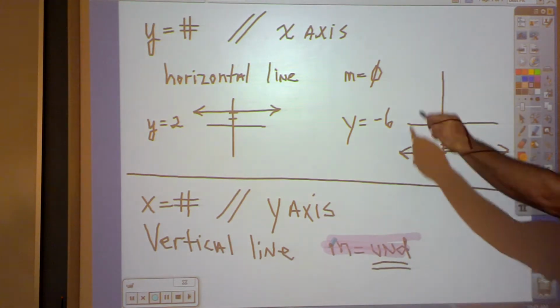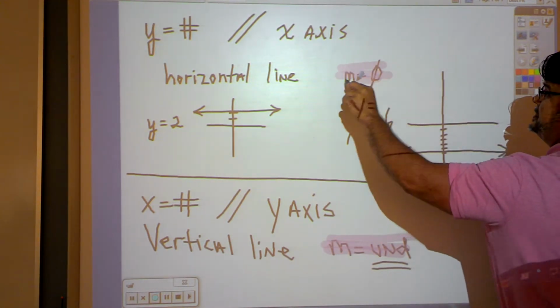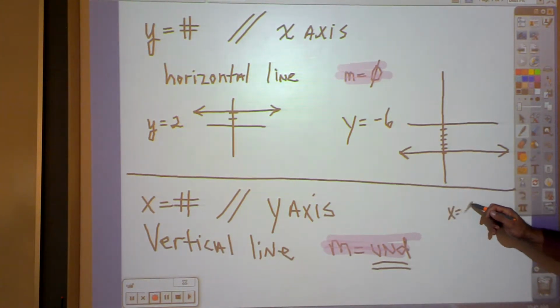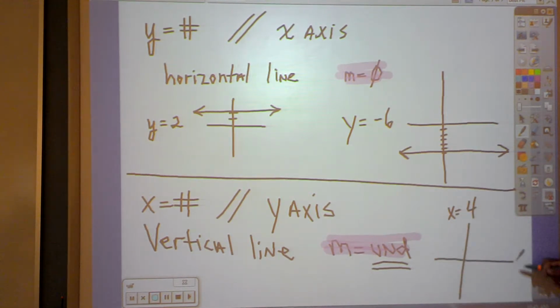You need to remember that. Vertical line, slope is undefined. There you go. Good. Now let's do an example. X is equal to 4. 1, 2, 3, 4. That's it. It's not rocket science. So whatever axis is parallel, it's just the opposite.